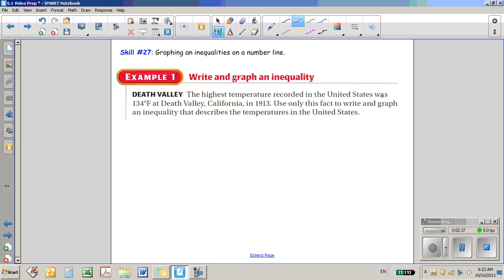So in example 1, we have a word problem. The highest temperature recorded in the United States was 134 Fahrenheit at Death Valley, California in 1913. Use only this fact to write and graph an inequality that describes the temperature in the United States. Okay, so the first thing we need to do is define the variable. Since we talked about temperature, T would be a good choice. So the highest temperature was 134, which means that any other temperature is going to be less than or equal to 134. Since 134 was an actual temperature that was recorded, we have the equal sign here.